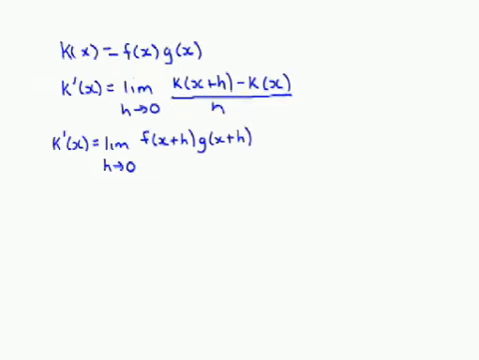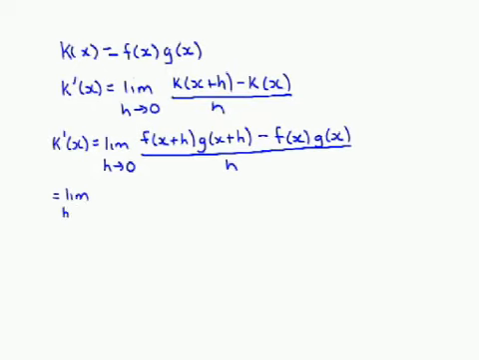So that's what you notice one of the big differences is in the second line of this derivation. We have k prime of x equals the limit as h approaches 0 of f of x plus h times g of x plus h. All of that represents the k of x plus h. Subtract f of x, g of x. The f of x, g of x represents the k of x from the previous line. And then that's all divided by h.